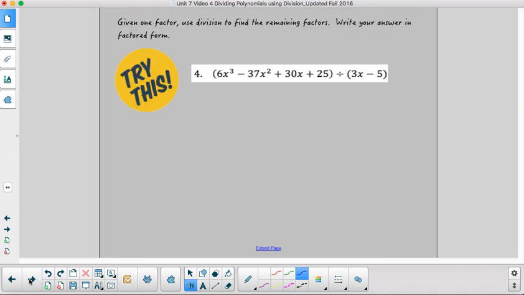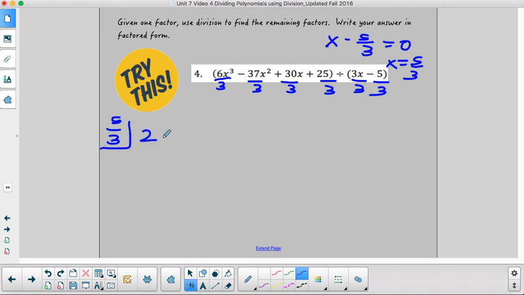Number 4. Same idea as number 3. Maybe take a break. Pause the video and try this one on your own and then come back and watch me do it. So I first check. I have degree 3, 2, 1, 0, so we're good. But I have this coefficient of 3, so I'm going to divide everybody by 3. If I take this and set it equal to 0, this is what I have. So my x is equal to 5 over 3.